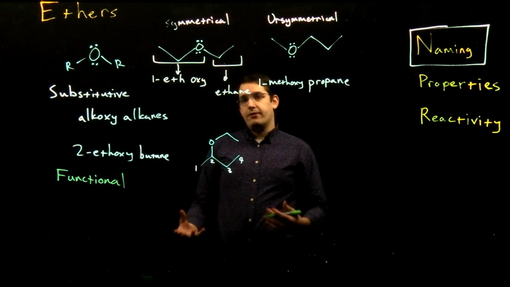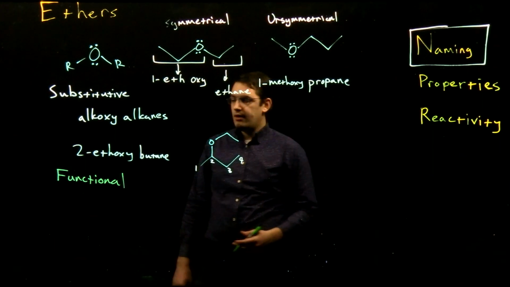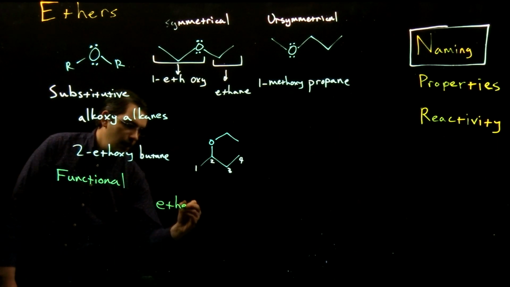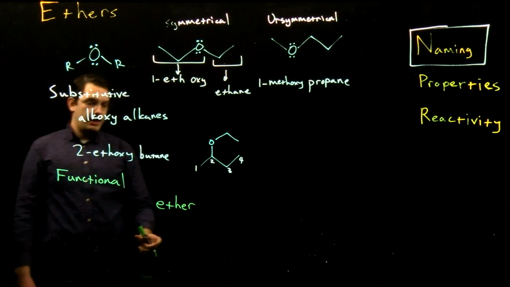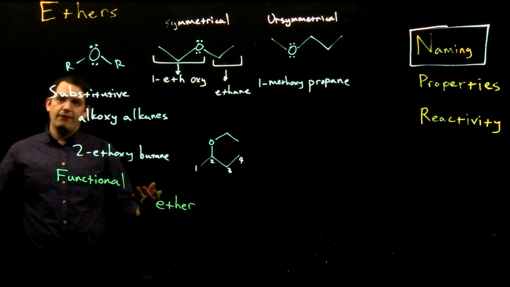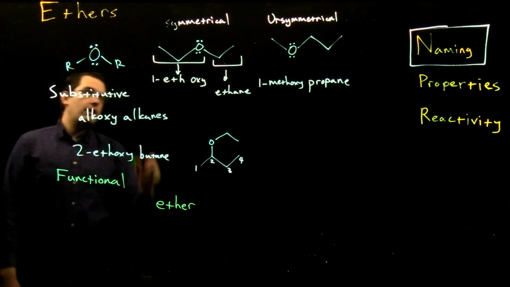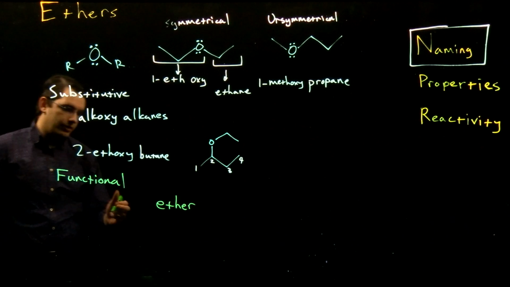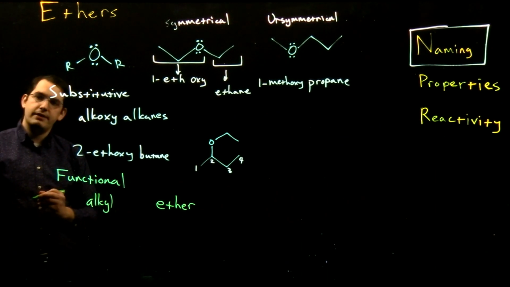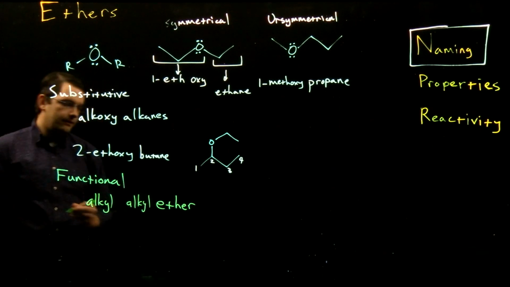The second possibility for naming our ethers is using a functional group-based naming system. So here we're going to explicitly state the name of our functional group in our overall name. So we're going to actually include the word ether at the end of our name to indicate that, yes, we have an ether in this particular molecule. And then to indicate what carbon groups are bonded to that ether functional group, we're going to name it as alkyl branches coming off of our ether. So it's going to be an alkyl ether.